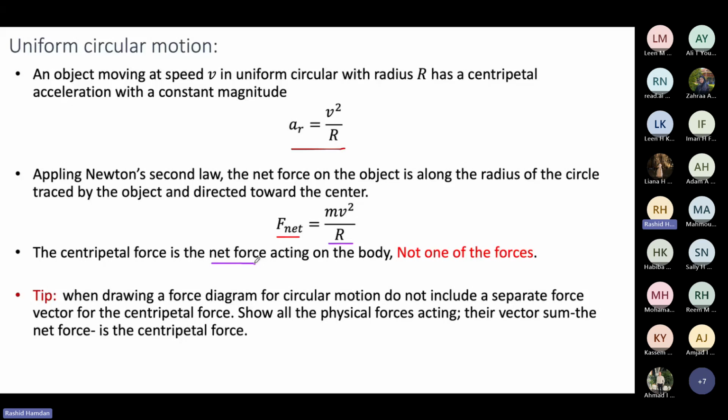Now, there is a common mistake that we have in physics, that we think that if we are going in a circle, there's something that is pushing us out. There's nothing actually pushing us out.